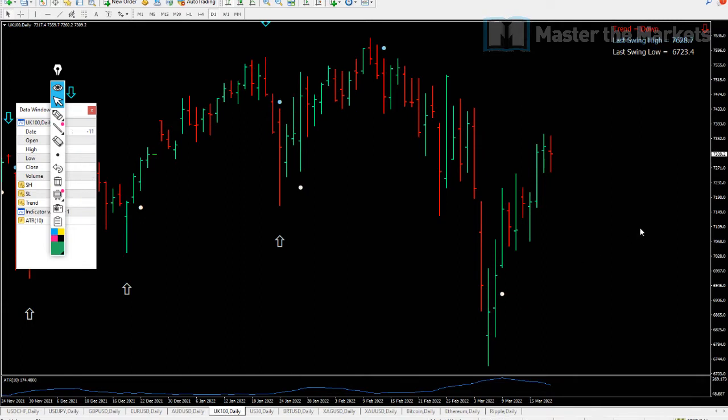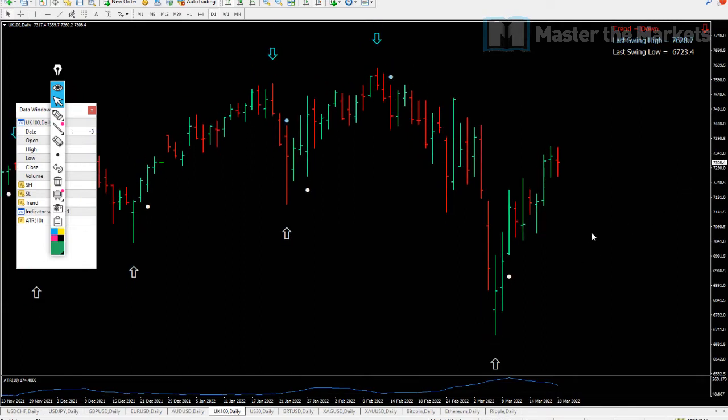Right, UK FTSE 100. So Aussie Dollar is a really good opportunity that you can take a look at in terms of taking for a swing.